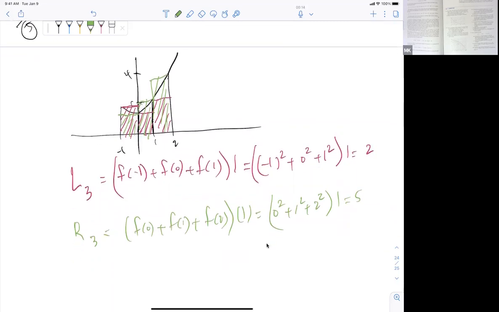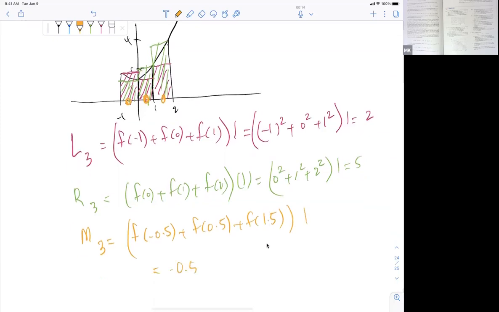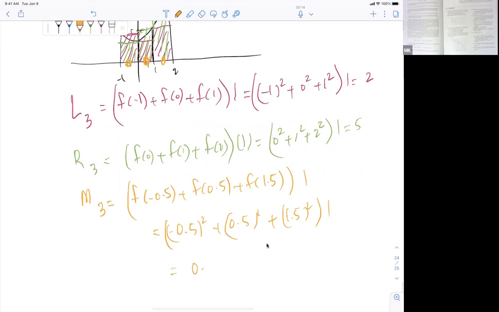If I did the midpoint for this, then I would use the values at -0.5, 0.5, and 1.5. M3 would be f of -0.5 plus f of 0.5 plus f of 1.5 times 1, which is going to be -0.5 squared plus 0.5 squared plus 1.5 squared times 1, which is going to be 0.25 plus 0.25 plus 2.25 times 1, which is 2.75.